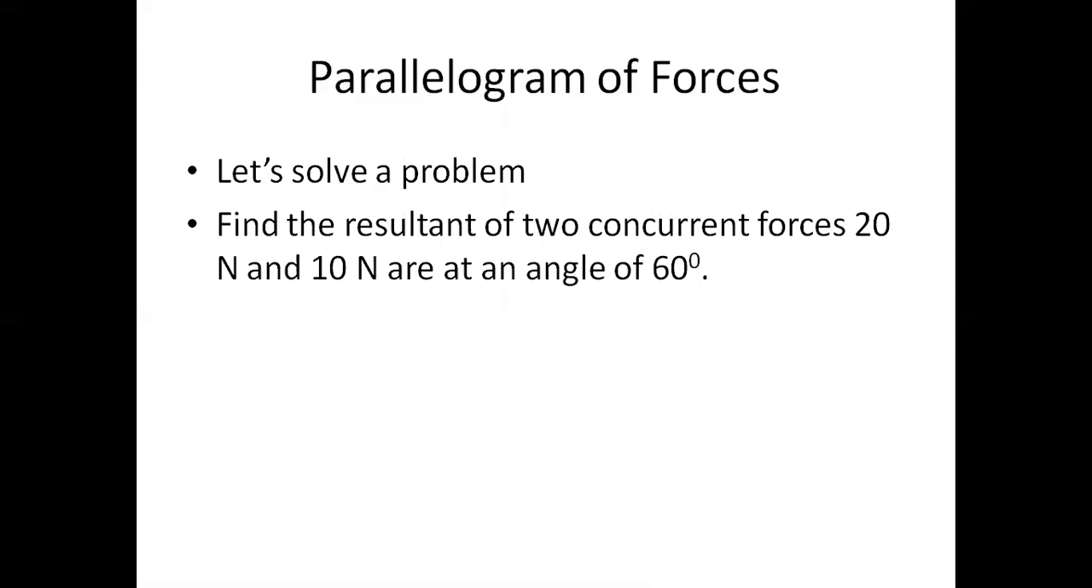Now let us solve a problem. Find the resultant of two concurrent forces, 20 newtons and 10 newtons, at an angle of 60 degrees. So the solution will be like this. First of all, we have to draw the figure. Here is 20 newtons and this is 10 newtons. They are 60 degrees apart. They are concurrent forces. This is the point of concurrence.